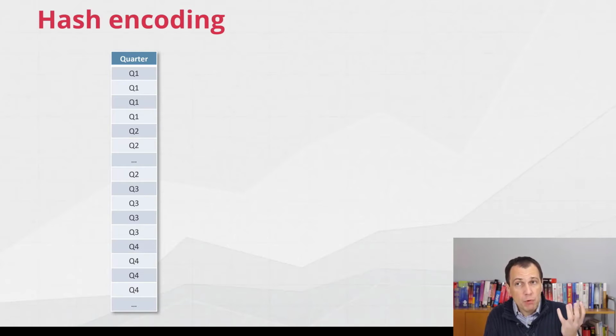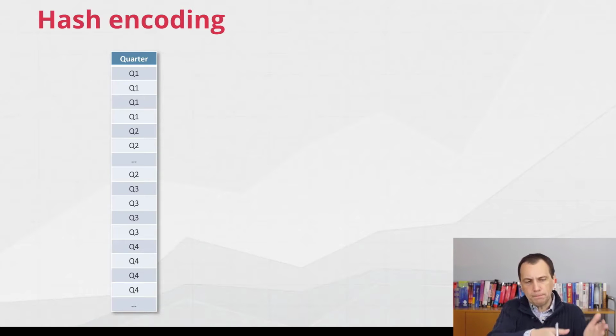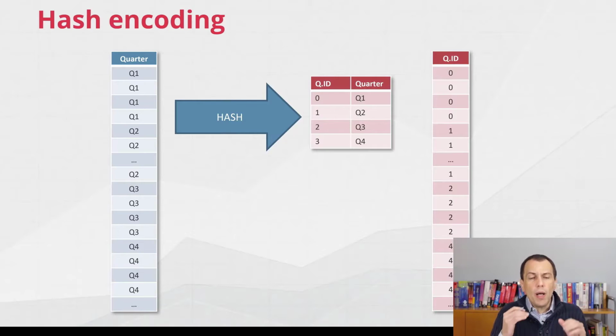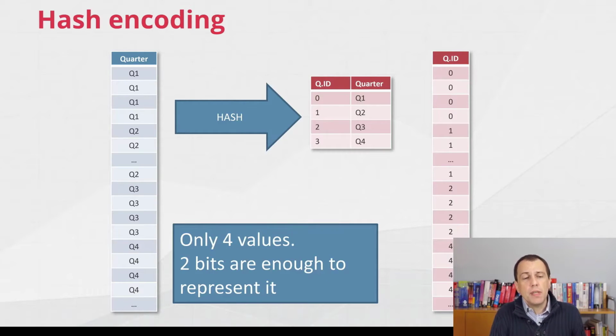And what happens when we have hash encoding? Look at this column. This column has strings Q1, Q2, Q3. And for some reason, this column is sorted. It's sorted by alphabetical order. So you see that there are many rows that have the same value, but this is something that we will consider later. Now, every string here is actually repeated several times.